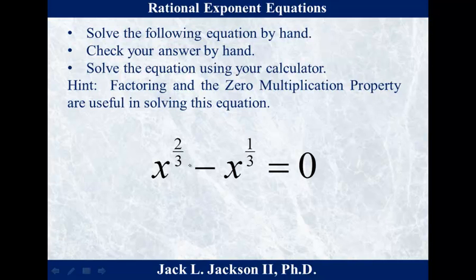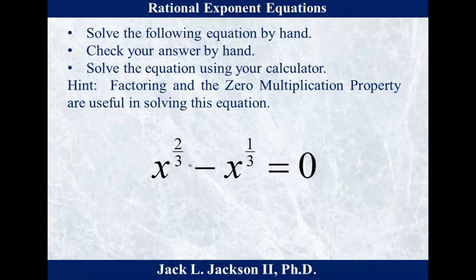Alright, so let's look at the next one. This one, we're going to use another property here. We're going to use some factoring on this. And the factoring involved here is just the distributive property factoring, or common factor factoring. And we're going to use the zero multiplication property.